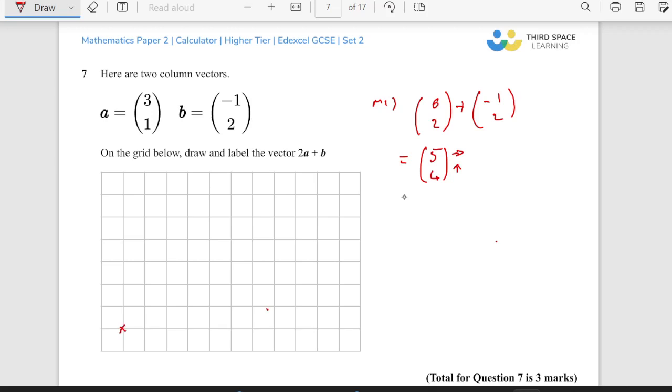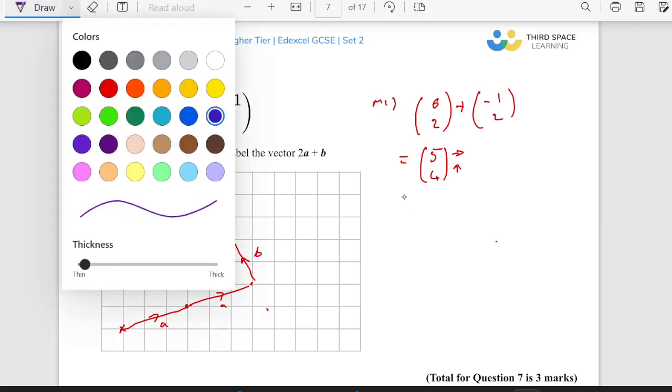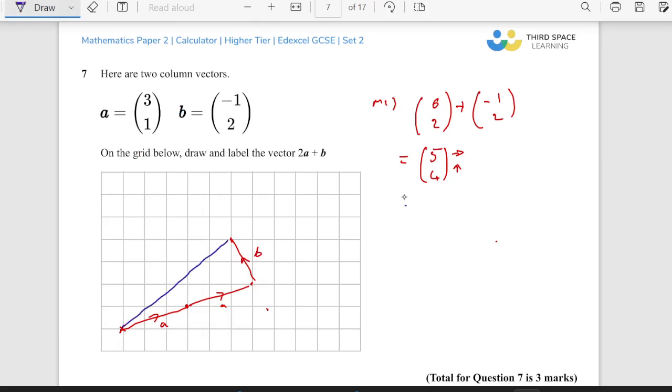Pick a starting point, and A is 3, 1. So that would be 1A, another A, and then 1B would be 1 and 2. Provided I've done that right, we should find that that represents 5 across and 4 up. So that does work. So that's 2A plus B.